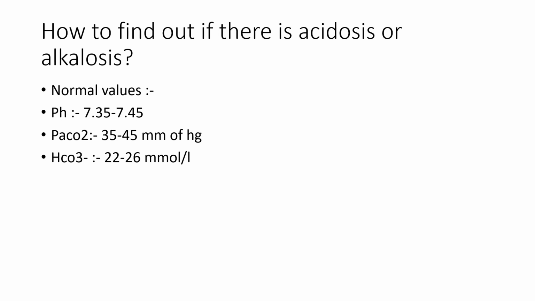Now coming to the partial pressure of CO2. When the partial pressure of CO2 increases over 45, we call it acidosis. It is opposite of the pH and bicarbonate level. Please remember this. When the partial pressure of CO2 decreases from 35, we call it alkalosis. Please remember this. And now let us try to solve the question.